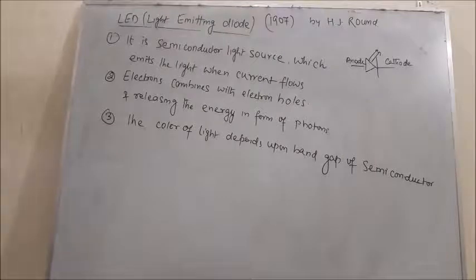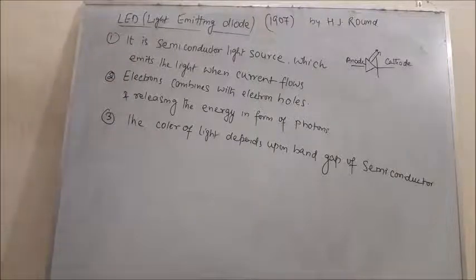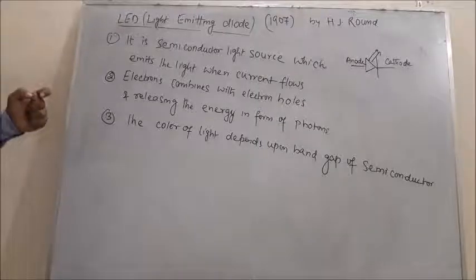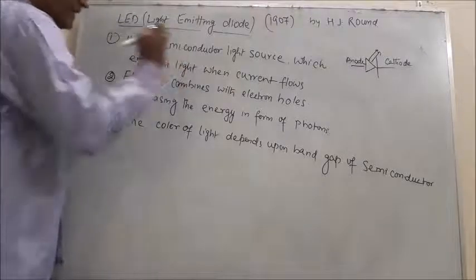So as I have already told you, the full form of LED is light emitting diode. Actually it was invented in 1907 by H.J. Round. First time it has been invented at that time. Basically LED is a semiconductor. What is semiconductor? Semiconductor is a device, or it is a material which is having half conducting property and half insulating property, right? So it is a semiconductor light source which emits the light when current flows.